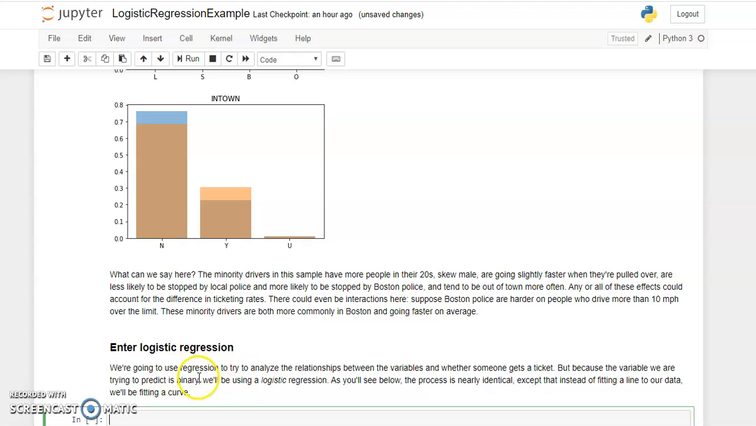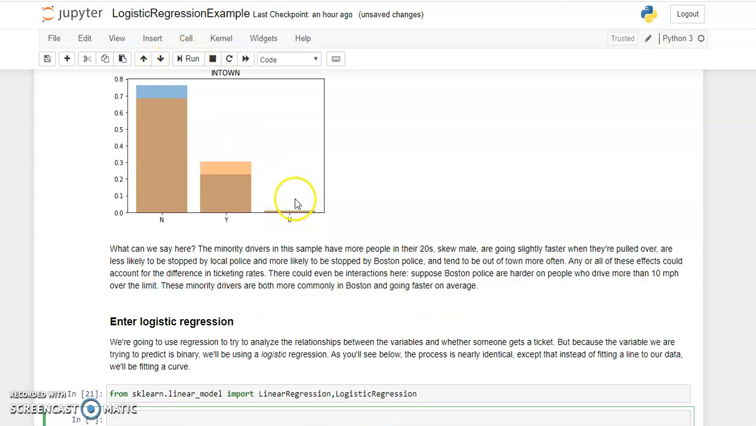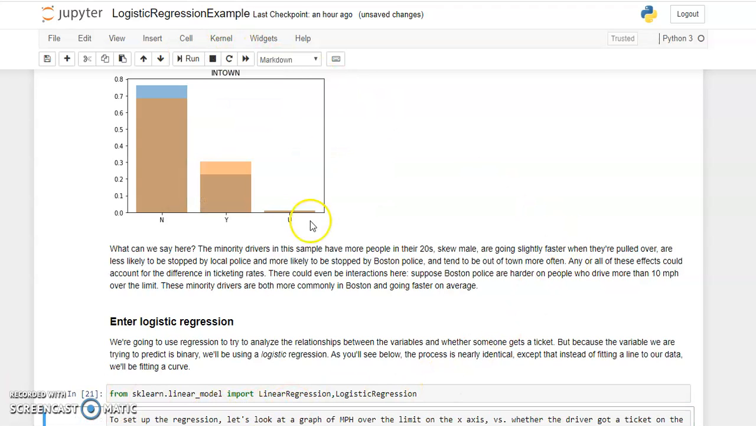So this is where logistic regression comes in. Again, we're going to use logistic regression rather than linear regression because logistic regression is what fits a curve and it lets us work with binary dependent variables. But other than that, it's very much the same. To set up the regression, obviously we need to import our models first.